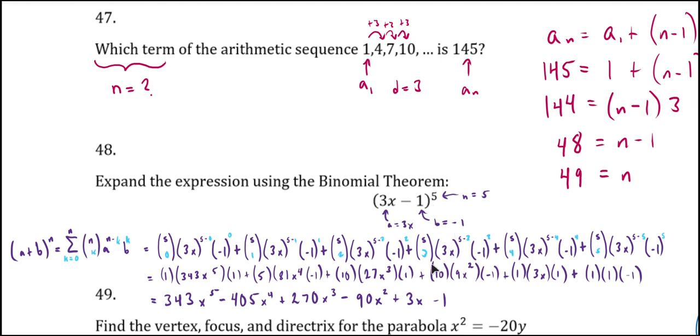For example, what about this term? I have 5 choose 3 times 3x to the 5 minus 3 times negative 1 to the third power. That gives me a minus 1. This gives me a square on each of these. 5 choose 3 is also 10. And so this would wind up giving me negative 90x squared overall. We do that for each one of these terms, and we get our full expansion.